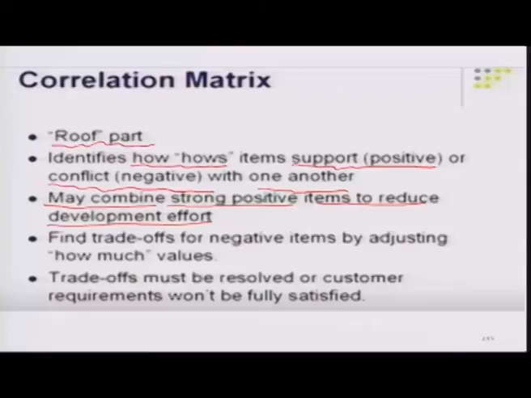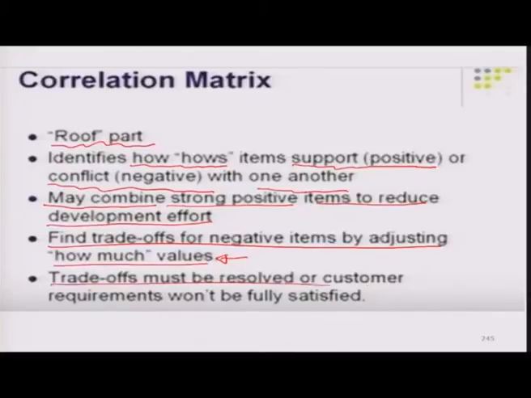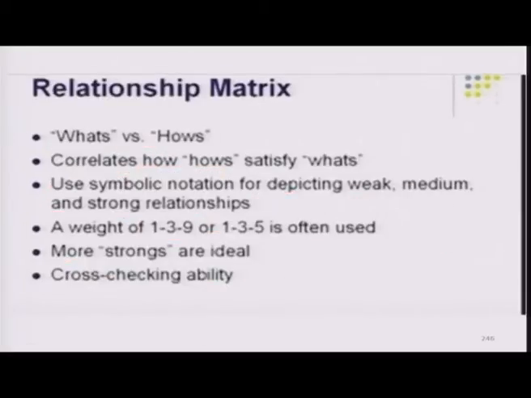So you can also find trade-offs for negative items by adjusting how much values. Okay, you could trade off. Trade-offs obviously must be resolved, or customer requirements won't be fully satisfied. So you can take care of all the negative items separately, and all the positive, strongly correlated items together, for you to design a good correlation between all the hows.